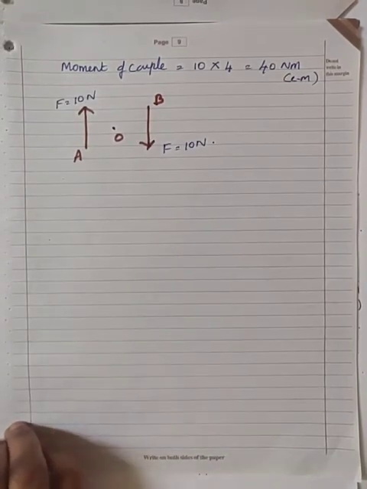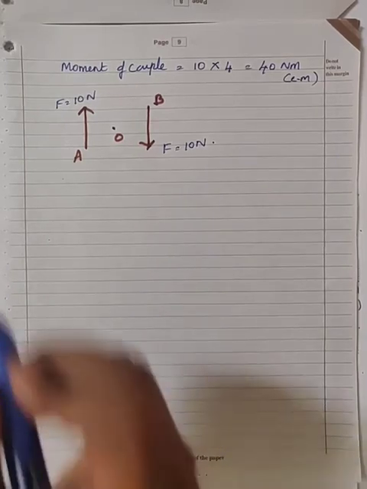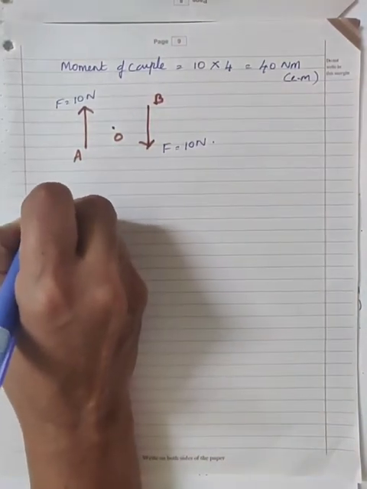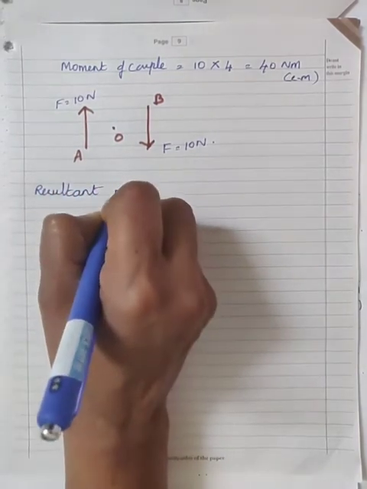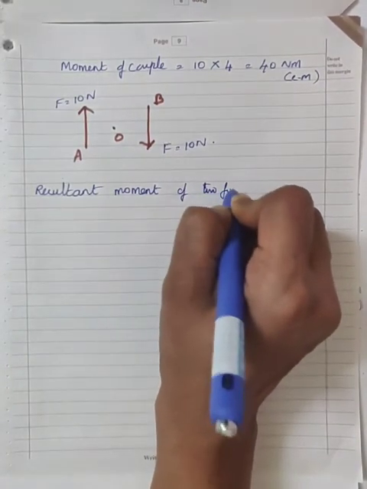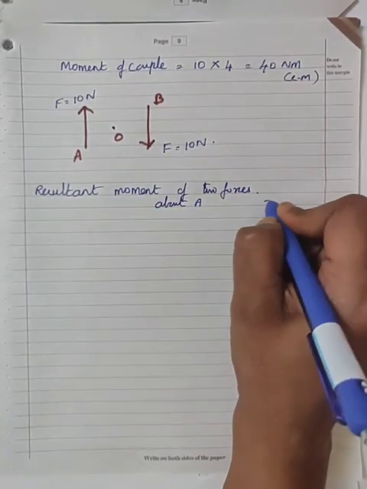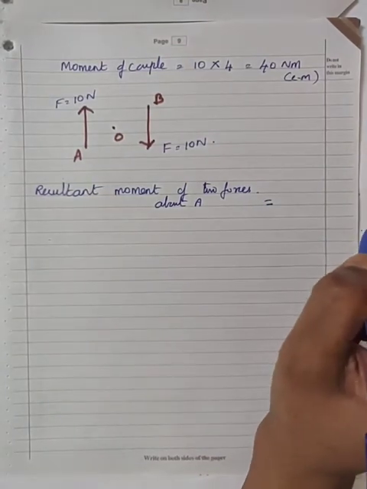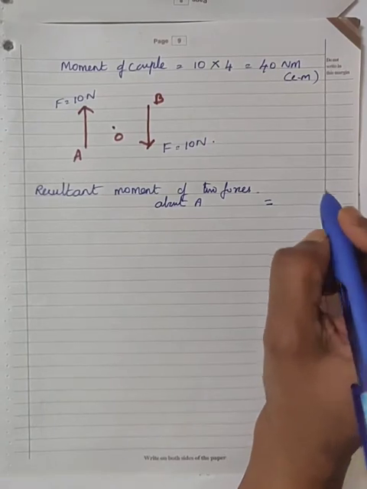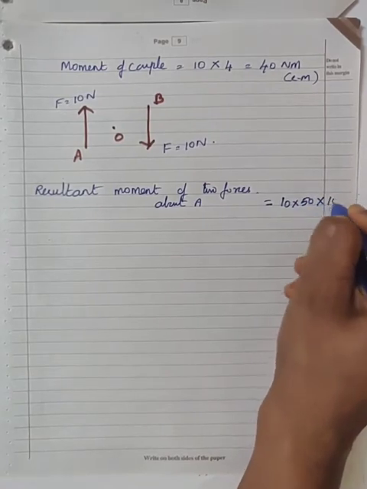In this question you are asked to calculate the resultant moment of the two forces about A. The resultant moment of the two forces about the point A. So I can write, resultant moment of two forces about A is equal to 10 into 50 into 10 power minus 2.